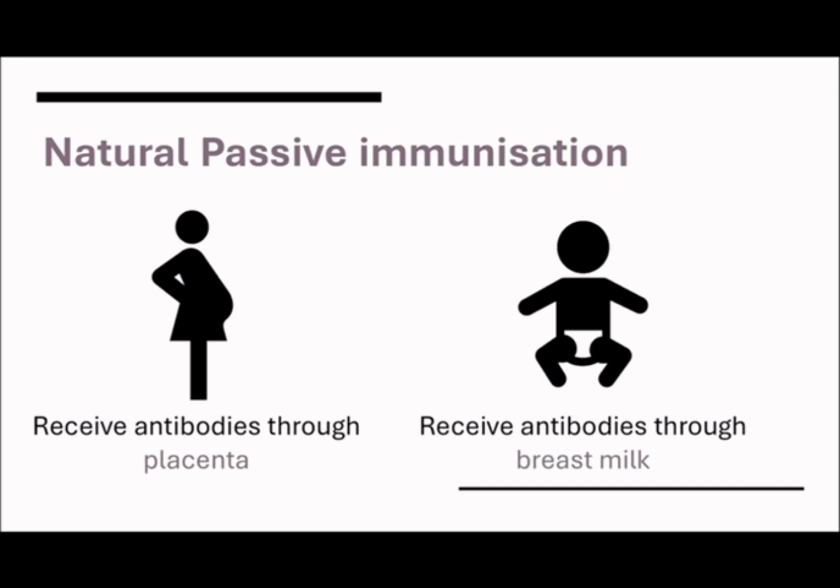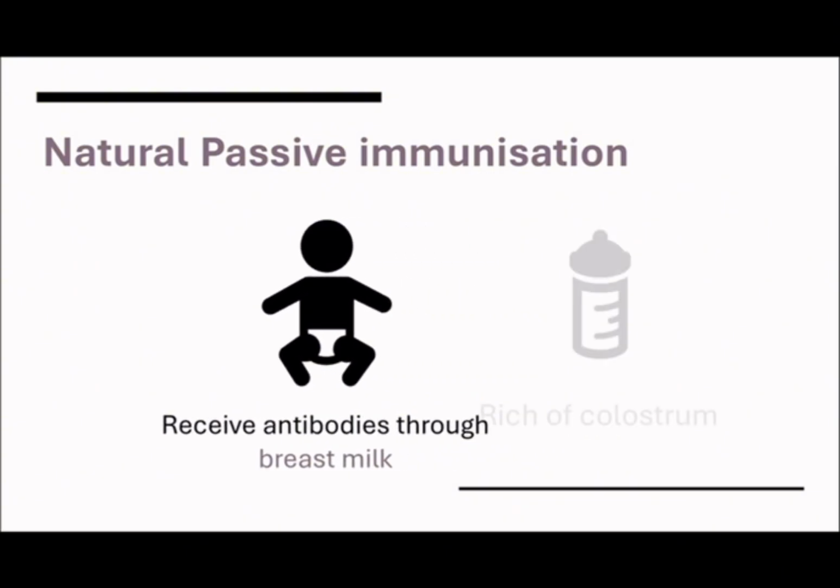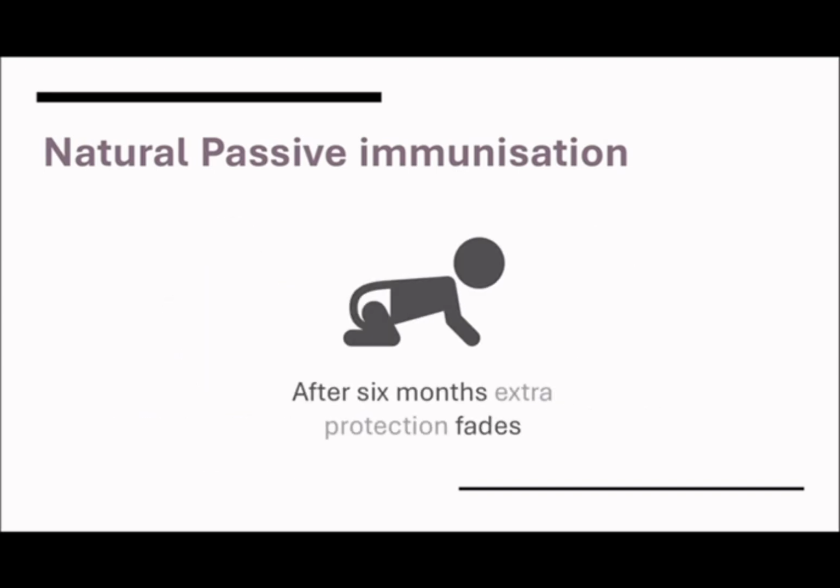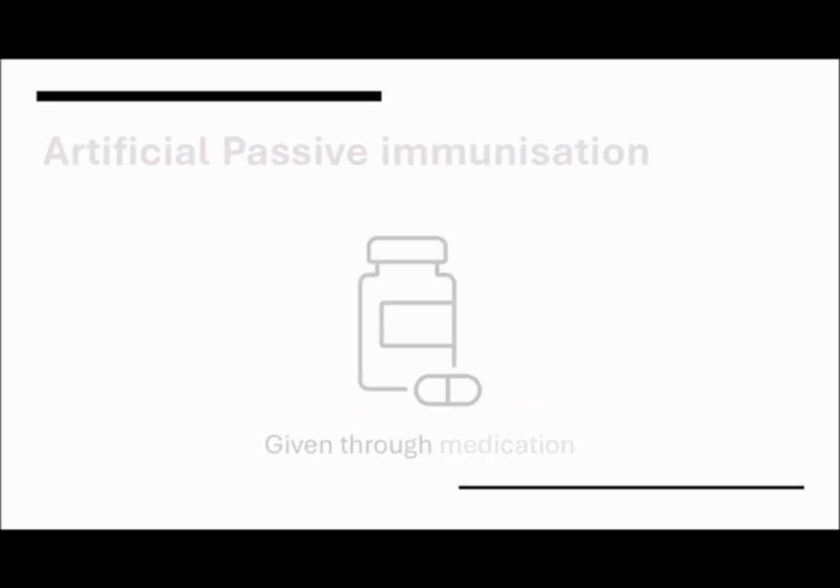Though in the first days of breastfeeding, the milk contains much larger amounts of colostrum, which is rich in antibodies, providing extra protection. After the first days of birth are over, the concentration of colostrum in breast milk reduces, and after about 6 months, the extra protection completely fades from the infant's body.